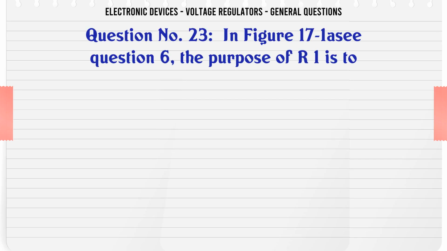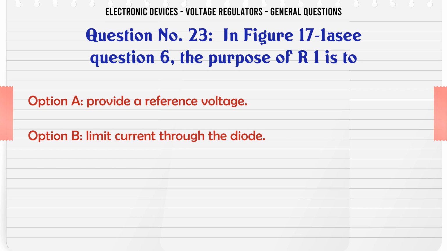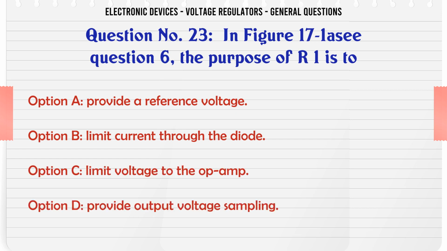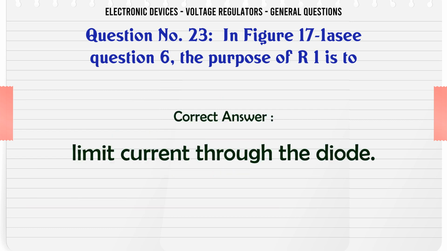In figure 17(1), see question 6. The purpose of R1 is to A. Provide a reference voltage, B. Limit current through the diode, C. Limit voltage to the op-amp, D. Provide output voltage sampling. The correct answer is limit current through the diode.